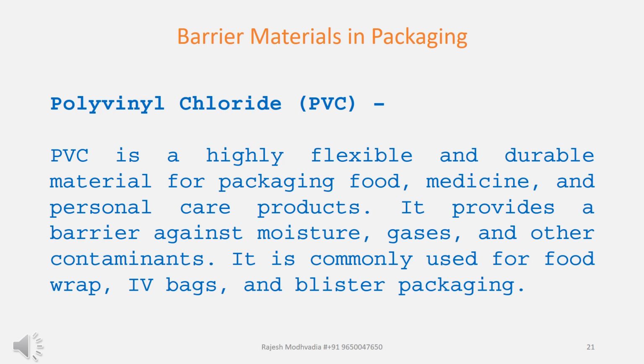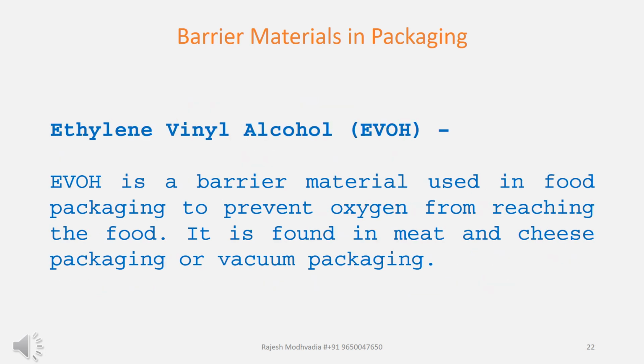Polyvinyl chloride (PVC). PVC is a highly flexible and durable material for packaging foods, medicine, and personal care products. It provides a barrier against moisture, gases, and other contaminants. It is commonly used for food wrap, IV bags, and blister packaging. Ethyl vinyl alcohol (EVOH). EVOH is a barrier material used in food packaging to prevent oxygen from reaching the food. It is found in meat and cheese packaging or vacuum packaging.